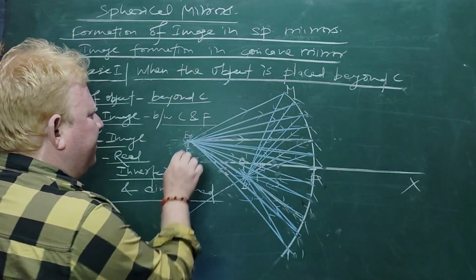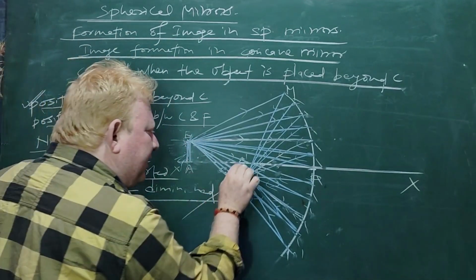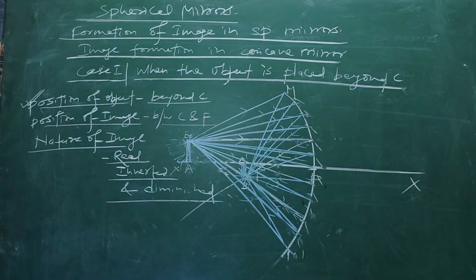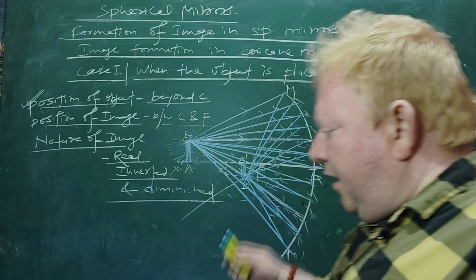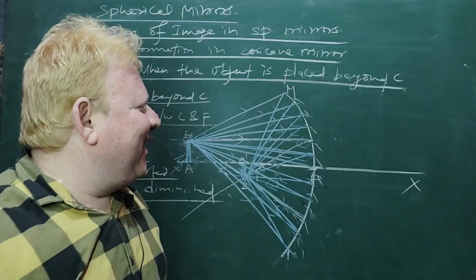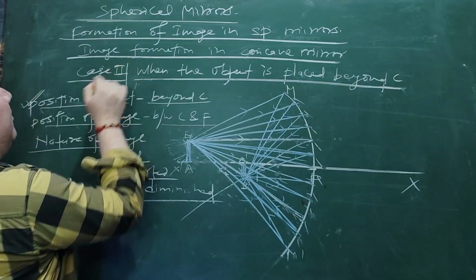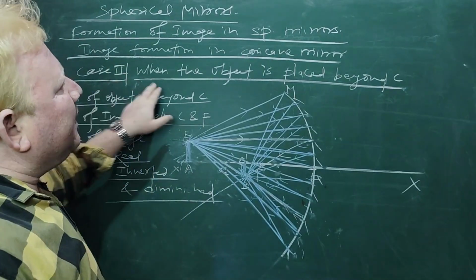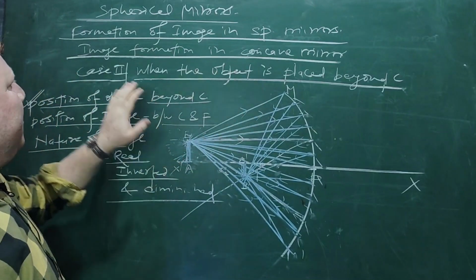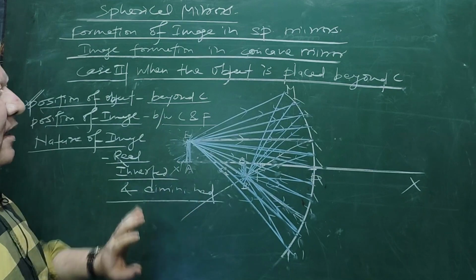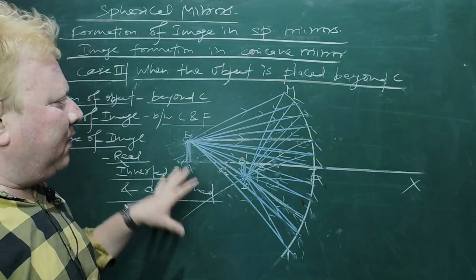You see, if this is object, then this is the image. All the light rays after reflection meet exactly at that point only. See how it looks. The result is very satisfying. Okay? So this is case number 2 when the object is placed beyond C. So when the object is placed beyond C, then the nature of image will be real, inverted and diminished. Right?